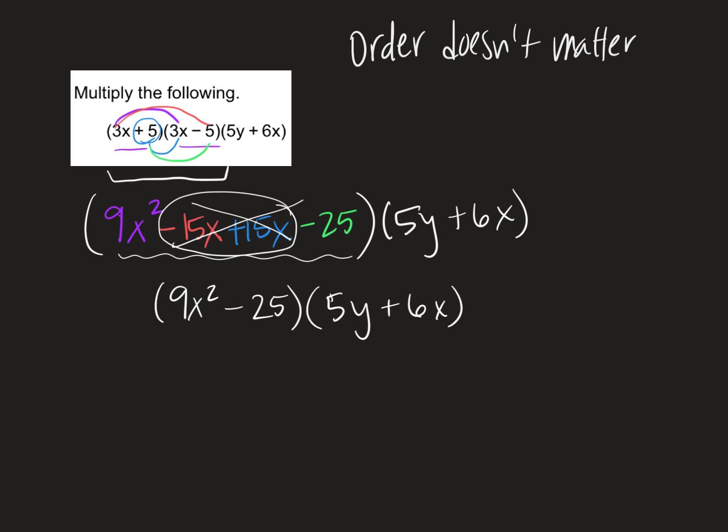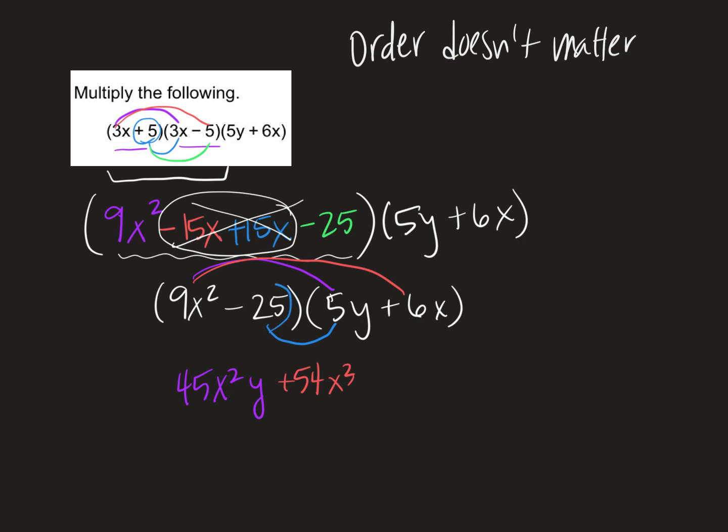Now I'm just going to double distribute. So let's grab my colors again. 9x squared times 5y is going to be 45x squared y. 9x squared times 6x is going to be 50. Actually, let's try that again. Let me go in my other color. 9x squared times 6x is going to be 54x cubed, because I have an x squared and an x makes x cubed.